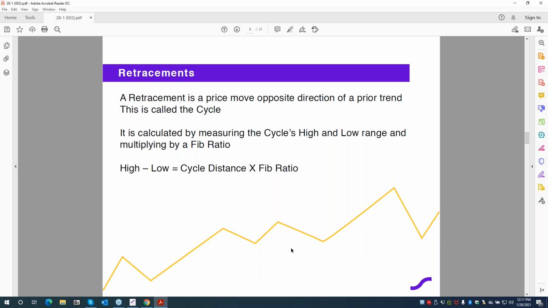The cycle is calculated by measuring the cycle's high and low range and multiplying by the Fibonacci ratios. We'll show you how to do this as well when jotting down Fibonacci retracement levels. The high minus the low equals the cycle distance, times the Fibonacci ratio.